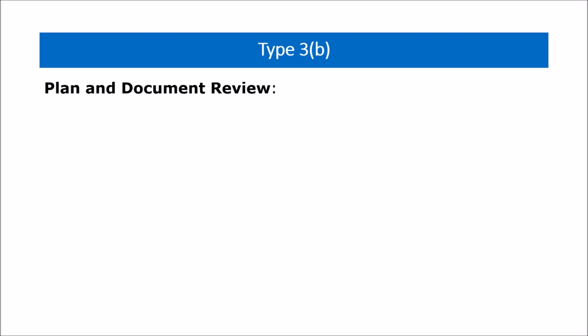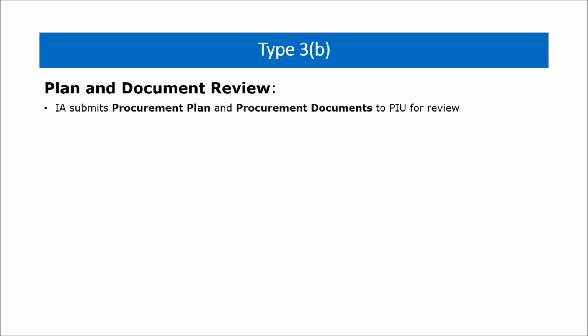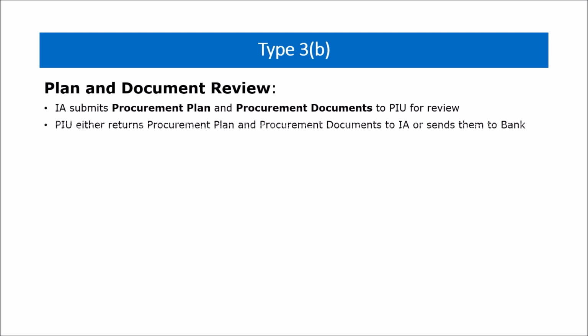Type 3B. Plan and Document Review. If the PU is assigned with the role of Plan and Document Review, the agency will prepare the procurement plan and procurement documents and inform the central agency through the system. The central agency will review the plan and/or documents and decide either to return them to the agency for revision or send to the bank for review. The bank will review and send the response to the individual implementing agency, copying the central agency.